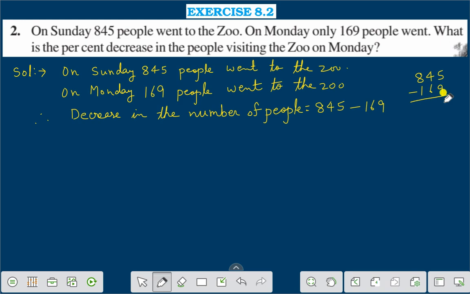9 and 6 is 15, carry 1, 6 and 1 is 7, and 2. 676. That is, the decrease in the number of people is equal to 676.